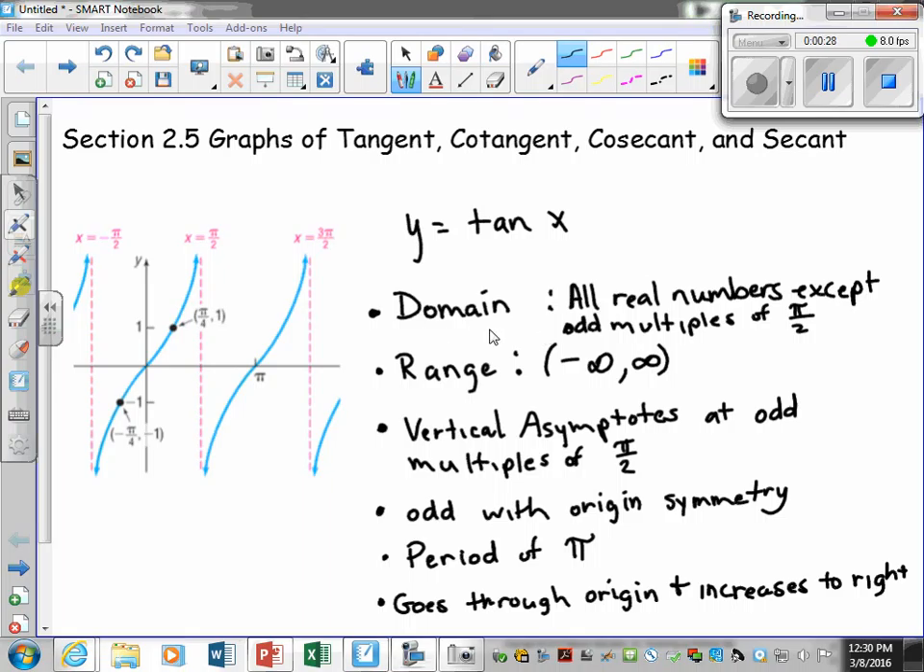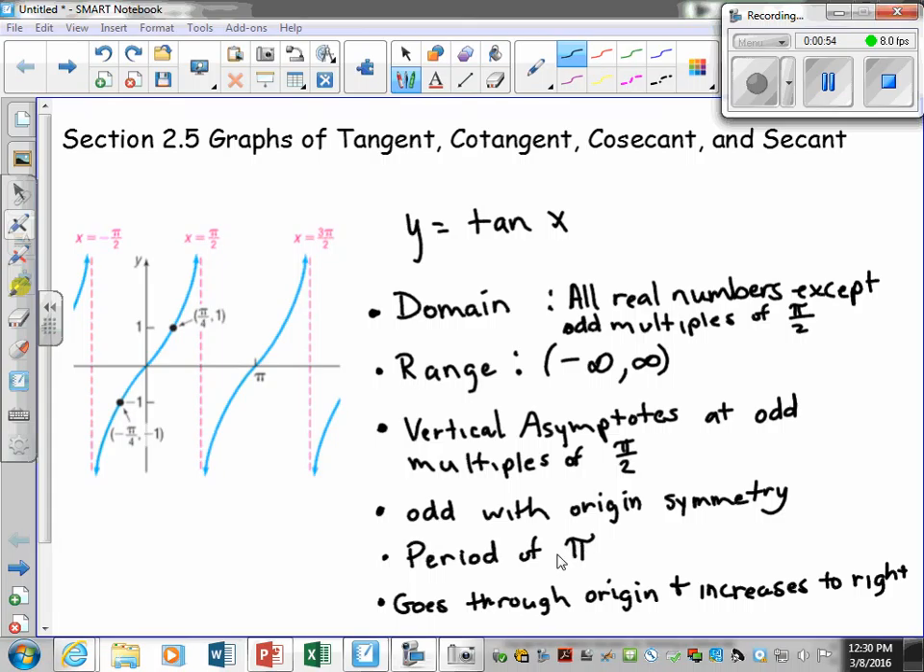So you can look at the domain. This is your x values, all real numbers except odd multiples of pi halves. So negative pi halves, 3 pi halves, and so on and so forth. That'll be where it's a vertical line, undefined. That's your vertical asymptotes. The range is your y value, so negative infinity to positive infinity.